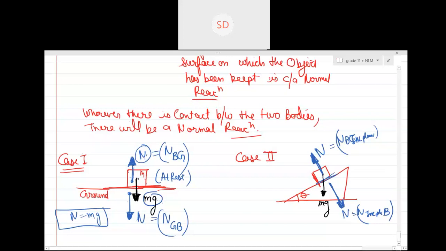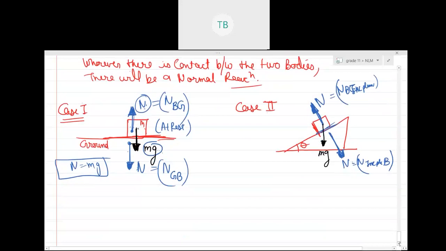Shouldn't normal be directly opposite to that? No, it's not necessary. Normal should always be normal to the surface. Now no one said it should be equal to mg always, no. It should not be equal to mg in everything. If it is getting equal it's a good thing, it's not necessary. Nobody said that. Now for example, let's take case 3.